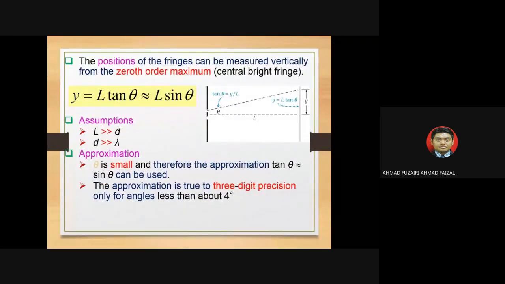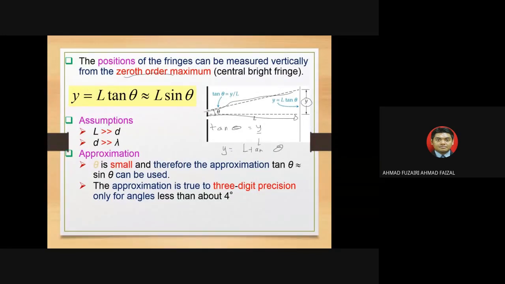It is useful to obtain the expression for the position of the fringes, measured vertically from the 0th order maximum. Let's say I put point O here. y is the position of the fringes. According to this triangle, we have theta here, so tangent theta equal to y over L. So y equal to L tangent theta.